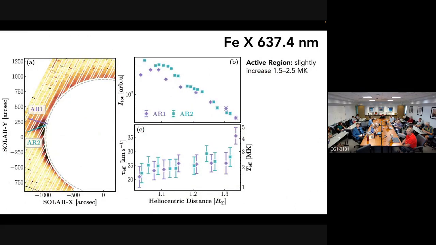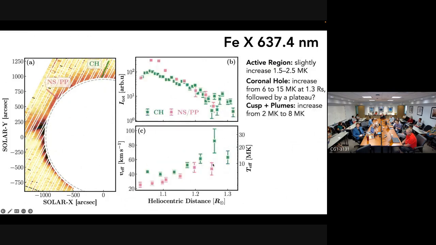If we do a similar thing, measuring the variation of the line width versus height in the active region, the total line width slightly increases between 1.0 and 1.03. And in the coronal hole, as you can see along this green coronal hole cut, the line width increases significantly between 1.0 and 1.3 solar radii. Maybe we found a plateau, but above 1.3 the noise is huge, so it's hard to tell.